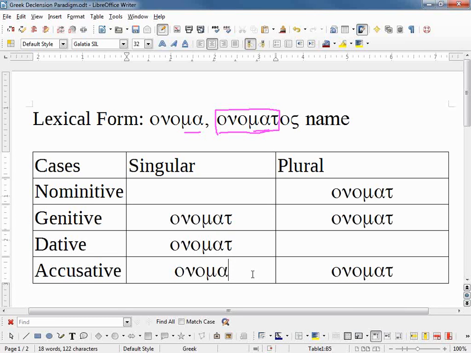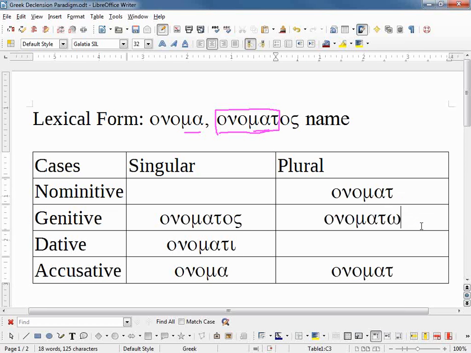Okay, so let me add the endings right now. All right, to the genitive and dative singular. So the genitive, just like up here, all I need to do is add an omicron sigma, onomatos. And then the dative singular, I just add an iota. For the genitive plural next, I'm going to add the omega nu.